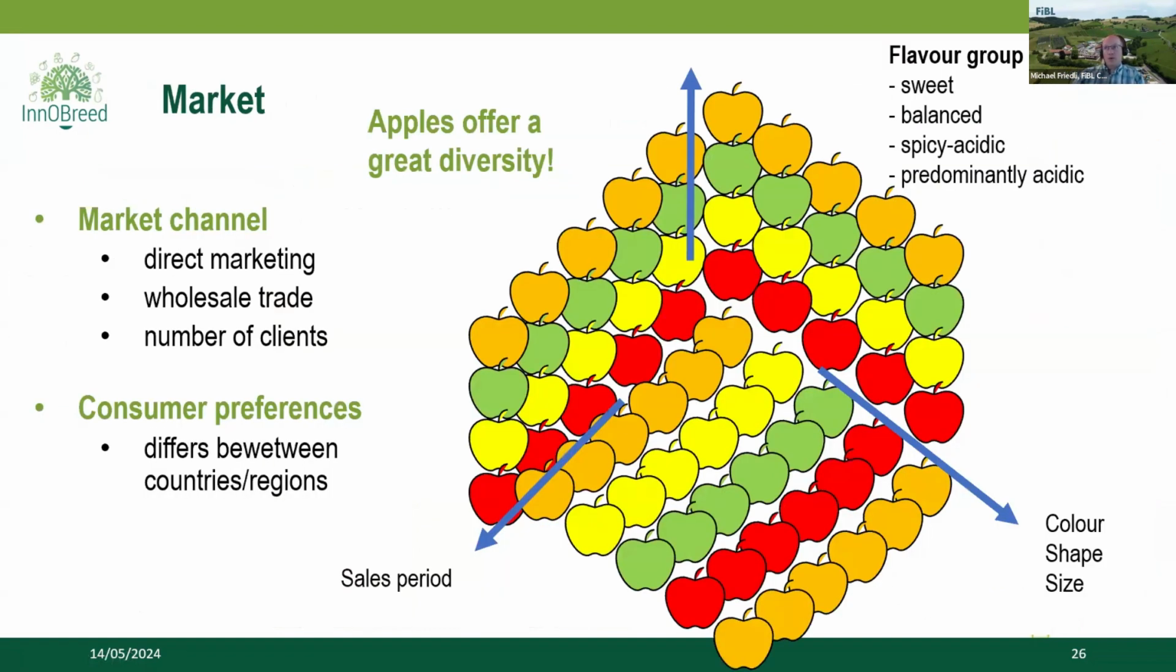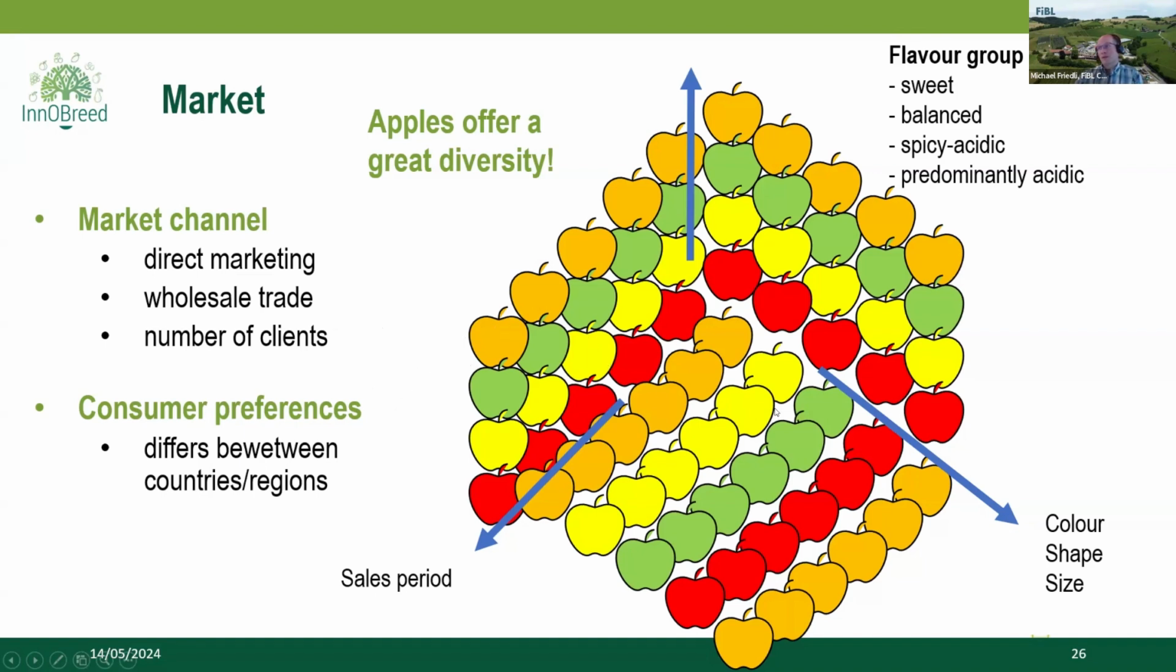Now let's come to the market. We saw maybe better in the presentation of Mark, so apple really offers quite great diversity. This can also be a channel. So depending on the market channel that you have, if you sell your apples direct, or if you sell it to a wholesale trade, also the number of clients that you have. Then also a little bit depending on the preference of your consumers. This can also differ between the different countries or regions, or also between the age of the consumers.